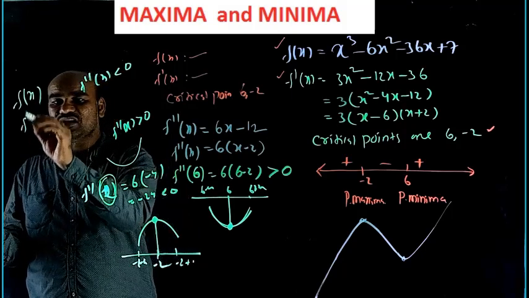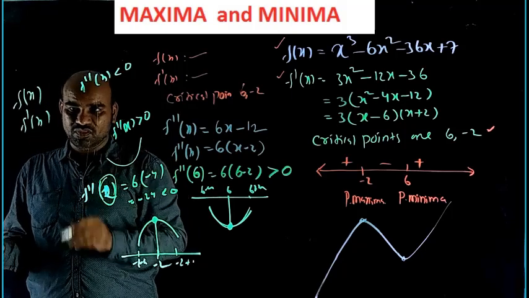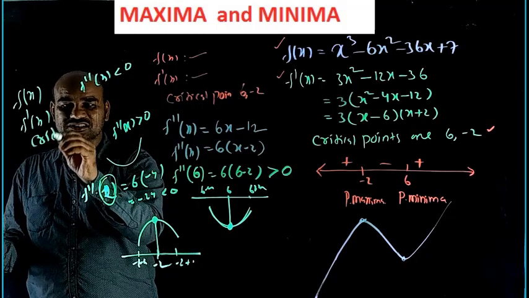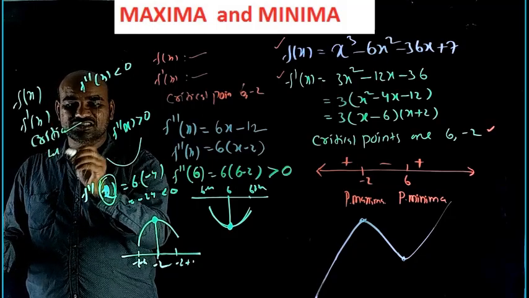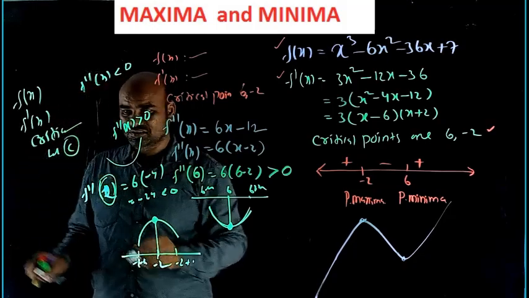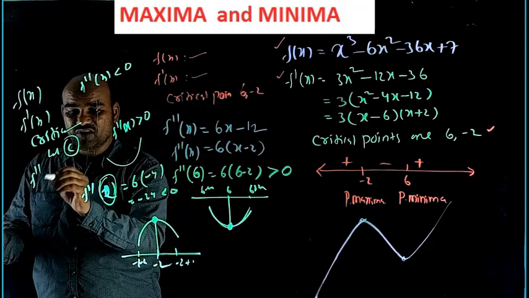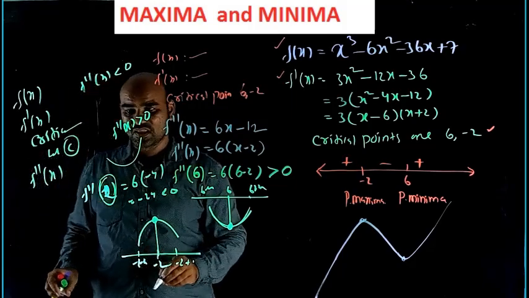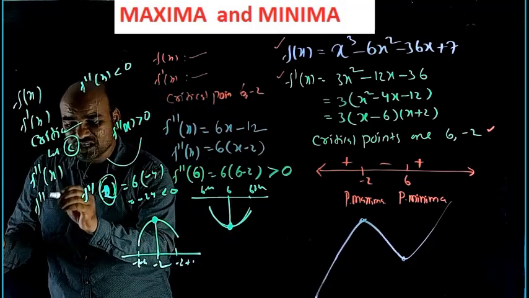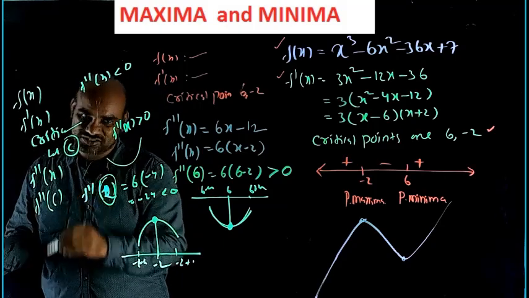We need to find f dash of x. We need to find critical points. Let c be one such critical point. Next step is we need to find f double dash of x. Next we want to find the f double dash of x value at that critical point.